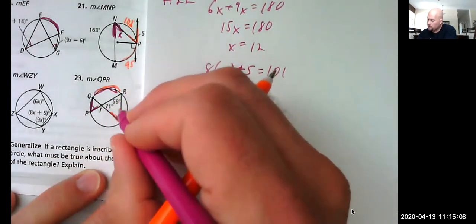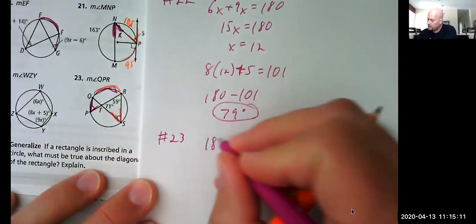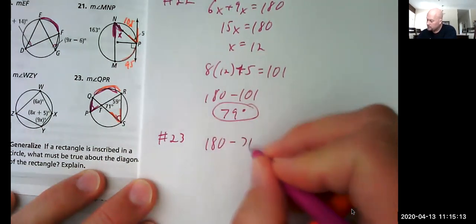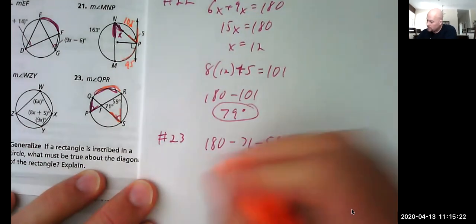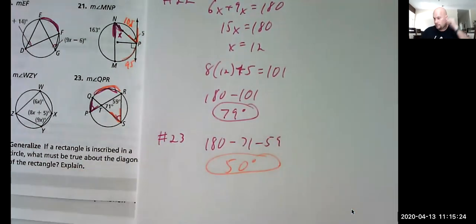We have two angles of a triangle. All three have to add up to 180. So 180 minus the 71 minus the 59. 180 minus 71 minus 59 leaves us with 50. And that's our answer. All right.